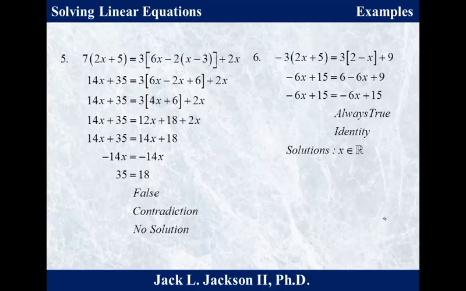On the right, we have one that eventually we work down to something that's obviously always true. Negative 6x plus 15 equals negative 6x plus 15. Or if you kept going, you might get 0 equals 0 or something like that, which is always true. Then we have an identity, and so the solution set is the set of all real numbers. X can be any real number, assuming we're limiting ourselves to real numbers. If we're working in the complex number system, the solution would be all complex numbers.